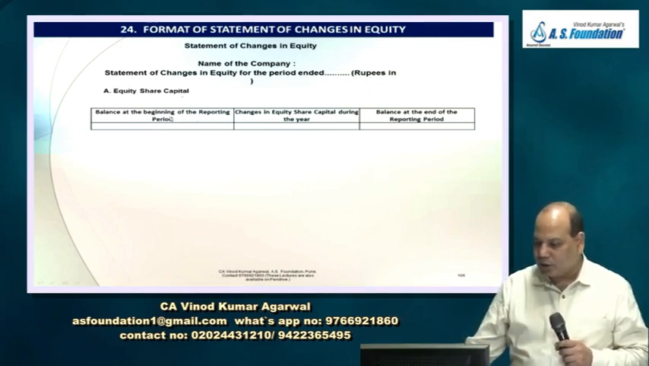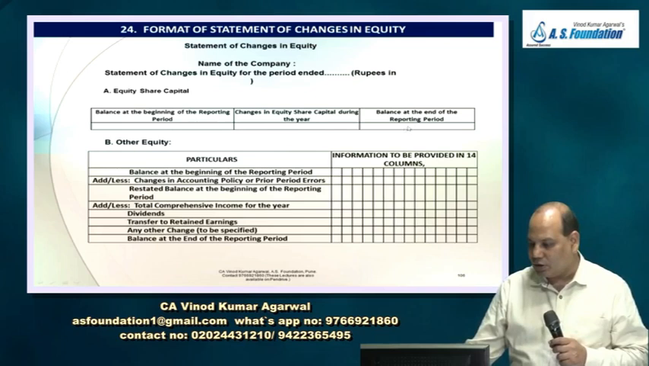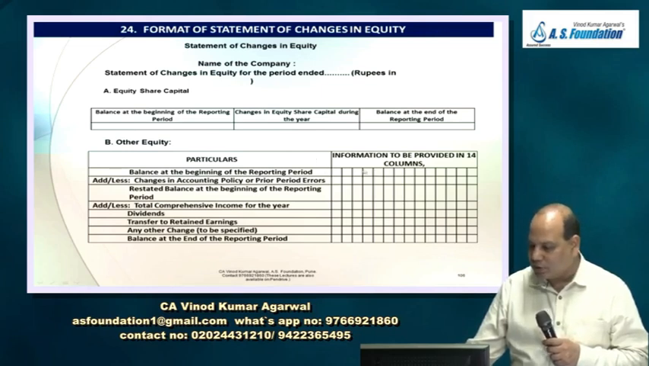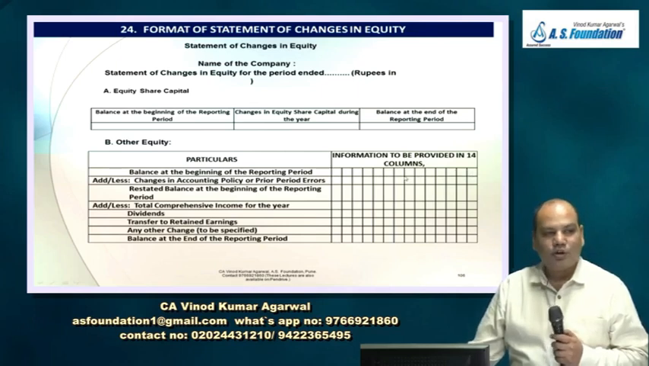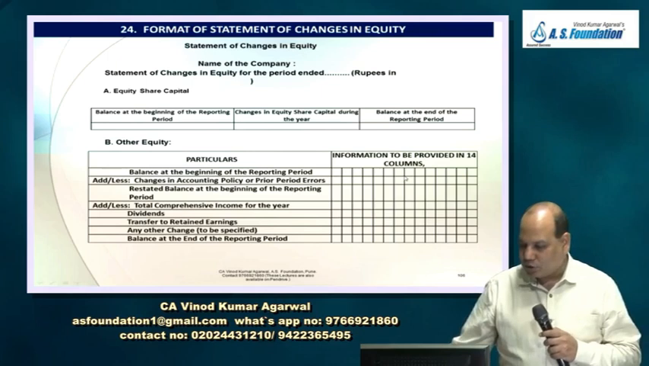Equity share capital, you will show balance at the beginning, change during the year, and balance at the end, and then other equity. In fact, some companies, instead of part A and part B, have one column here for equity share capital. While solving the problem, we will do the same because we have less time. So in the same format, equity share capital, and these are the columns for respective headings. Now I have written 14 columns, but you don't need to write. According to the number of reserves appearing in the problem, you will draw the columns.